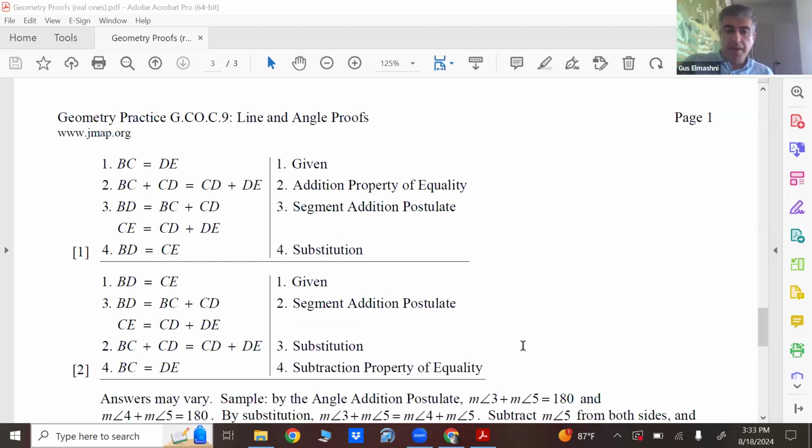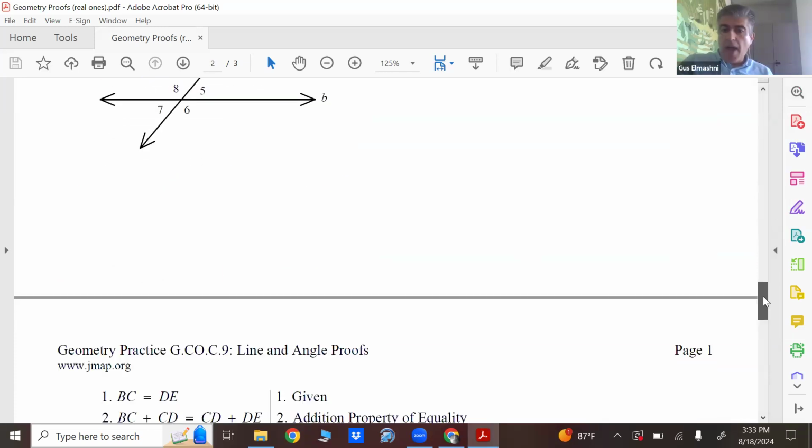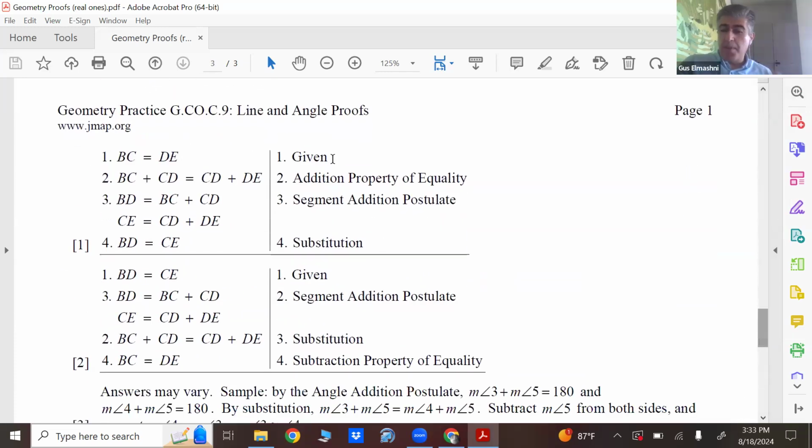We saw that earlier, right? BD equals the combination of BC and CD. And then CE equals the combination of CD and DE. So you're adding 2 segments to make one big segment. That's called the segment addition postulate. You're going to learn all these things in the next few weeks or months. And then lastly, you can substitute, replace BC plus CD with BD and CD plus DE with CE. You're doing a substitution. So there you go. That's the proof.